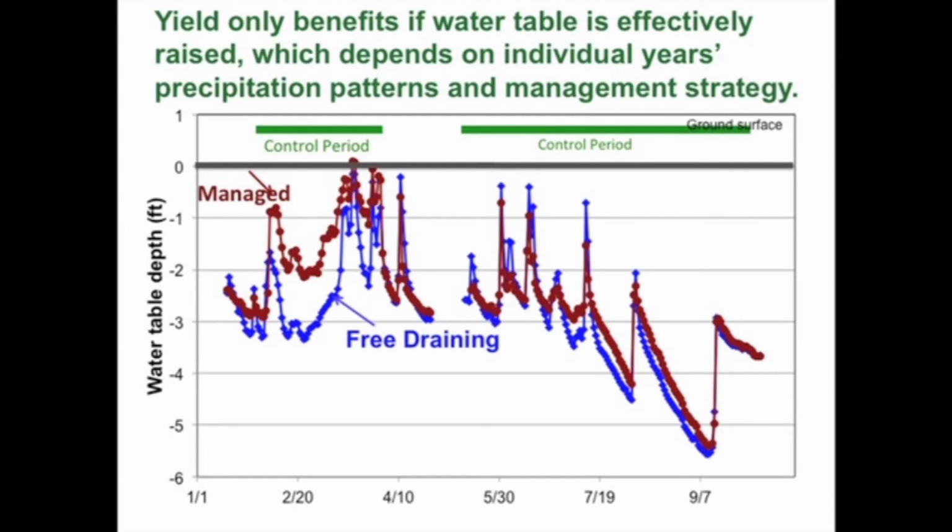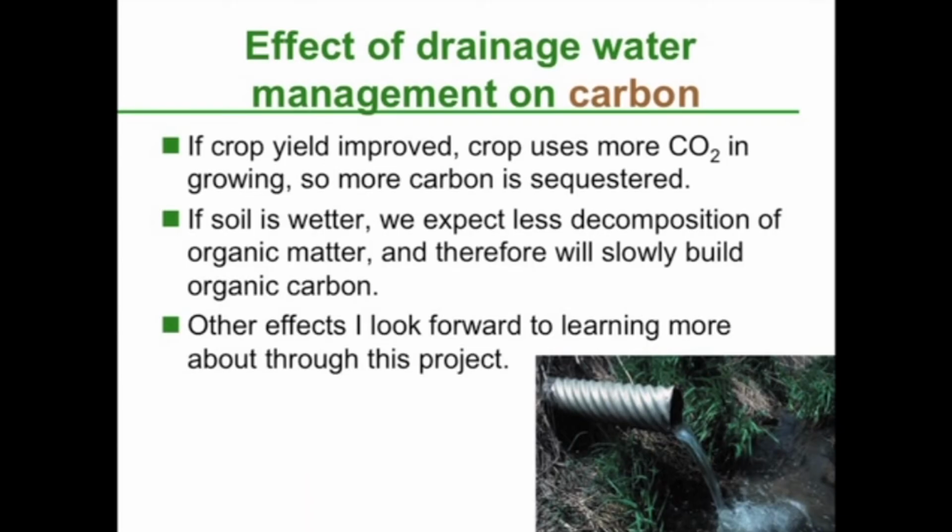So it varies with our precipitation and also the particular management that we're using. So that's the crop yield, will affect what kind of carbon impacts there are. There are also others, like if the soil is wetter, there would probably be less decomposition of organic matter, and therefore it will slowly build up organic carbon. But I would say that I at least look forward to learning from many other members of this team more about these other effects. And I think it's a real benefit of looking at this practice together.